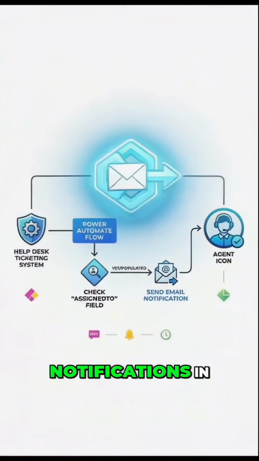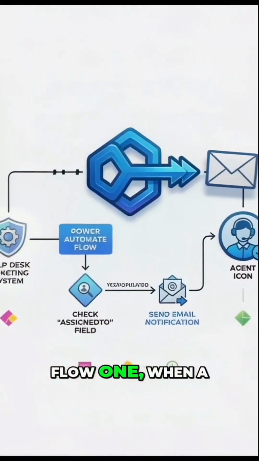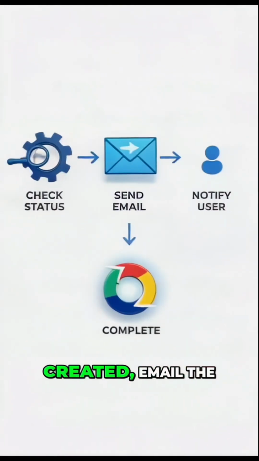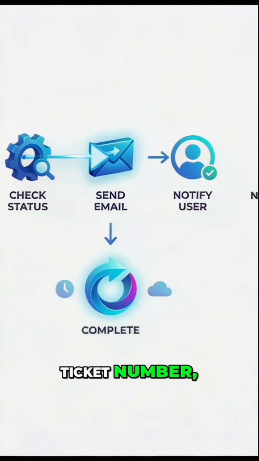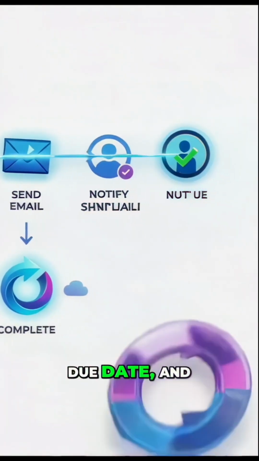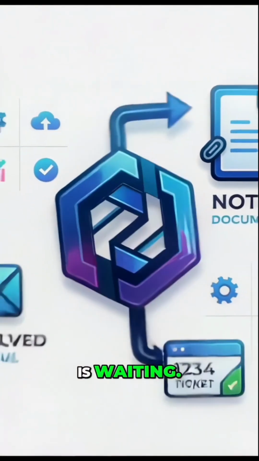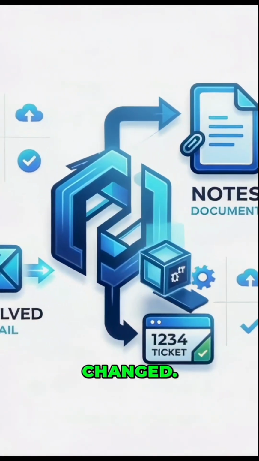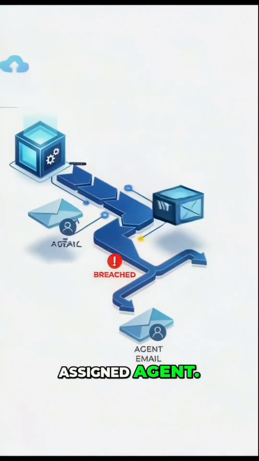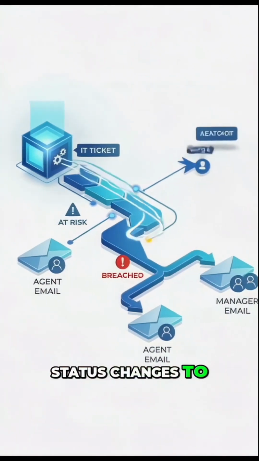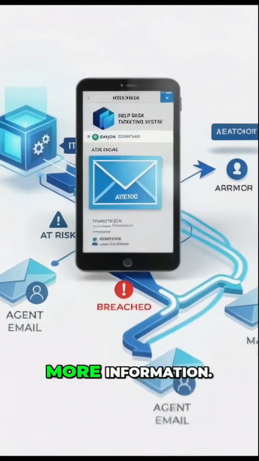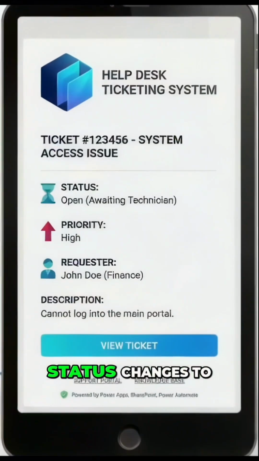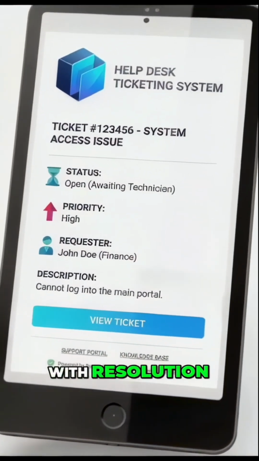Now create email notifications in Power Automate. Flow 1: when a new Help Desk Tickets item is created, email the requester with ticket number, title, priority, and due date, and notify support that a new ticket is waiting. Flow 2: when an item is modified, check if Assigned To changed. If yes, email the assigned agent. Flow 3: when status changes to Waiting on User, email the requester for more information.